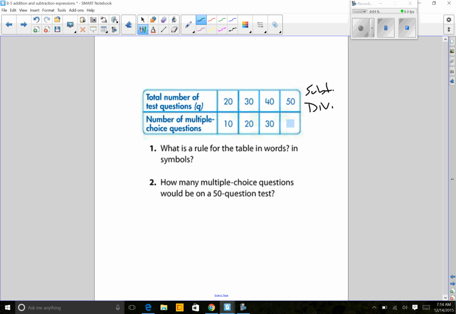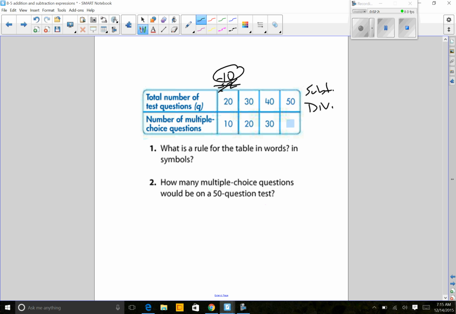Getting from 20 to 10 by subtraction would be minus 10. Getting from 20 to 10 with division would be divided by 2. So either one of those actually works for this pairing of numbers. So we go to the next pairing of numbers. 30 to 20, that works, but that doesn't work. So that has to be our rule. We can test it again. 40 minus 10 is 30. So that works. So what is the rule for the table in words?